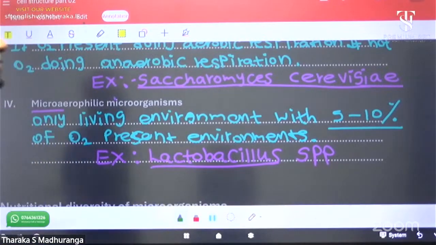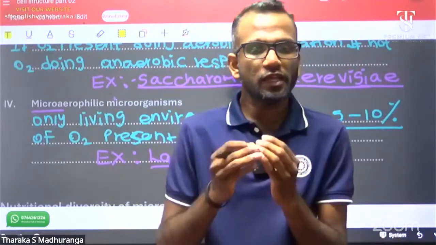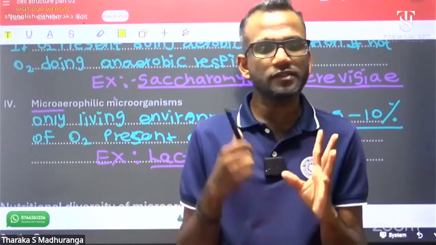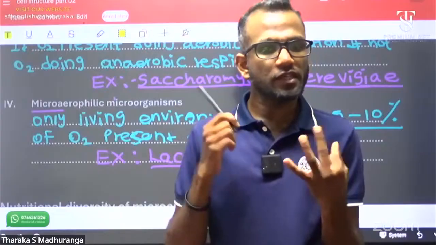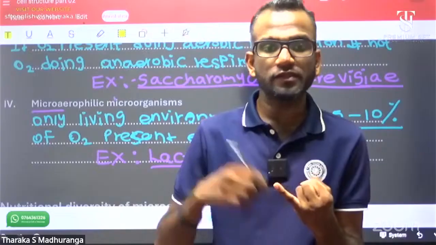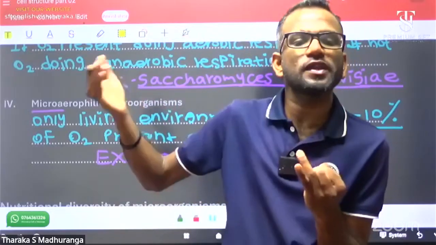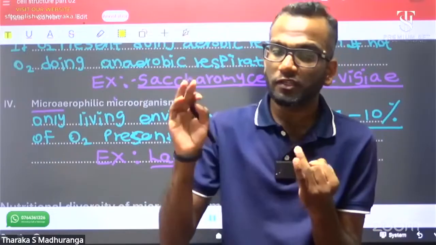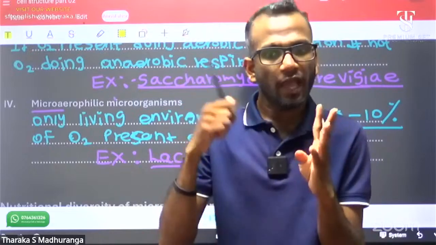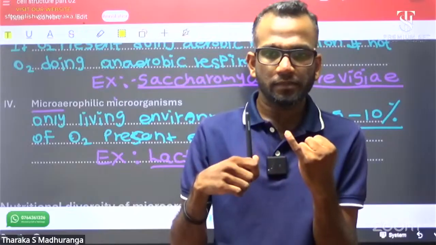Okay, what we discussed: microorganisms live in all ecosystems. What are the reasons? Small size, morphological diversity, and rapid growth and reproduction rate. The next one is respiration diversity. What are the respiration types? Four types: aerobic, anaerobic, facultative anaerobic, and microaerophilic.